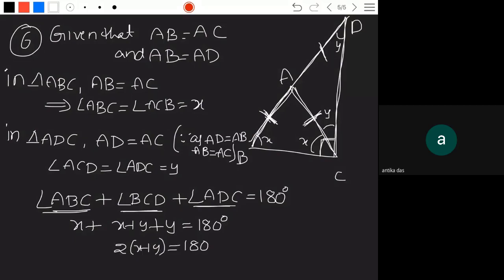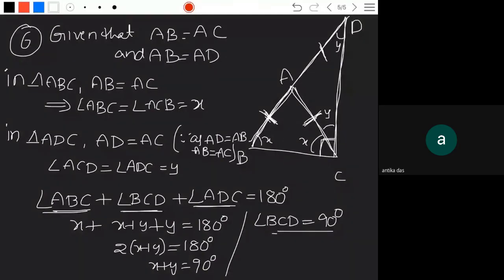x plus y is equal to 90. Here x plus y is nothing but angle BCD. Angle BCD is equal to 90 degrees.